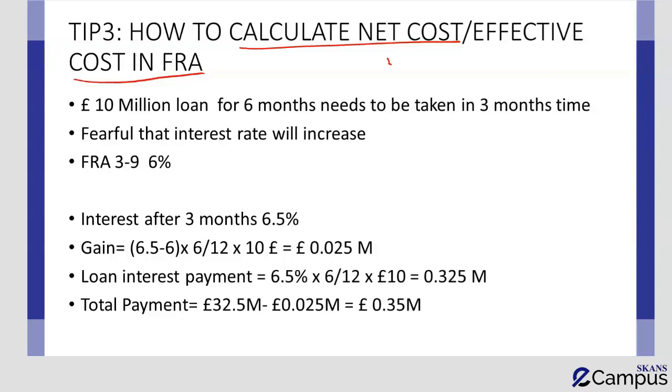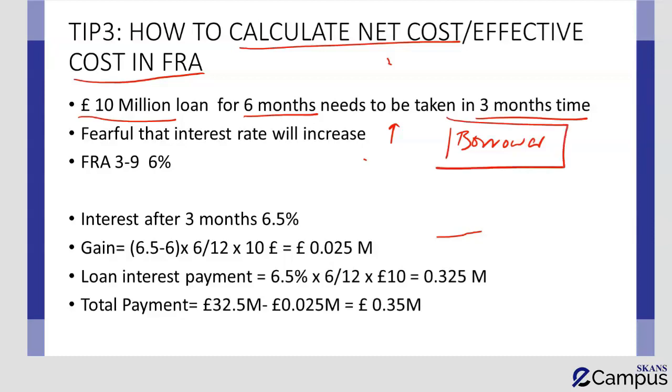So let's take an example: you need to take a 10 million loan for 6 months, and it needs to be taken in 3 months' time. You are fearful that the interest rate will increase. If you are fearful that the interest rate will increase, that means you are a borrower, because only a borrower will be fearful of an increase in interest rates. A lender will never be fearful of an increase in interest rates. So that indicates that we are a borrower.